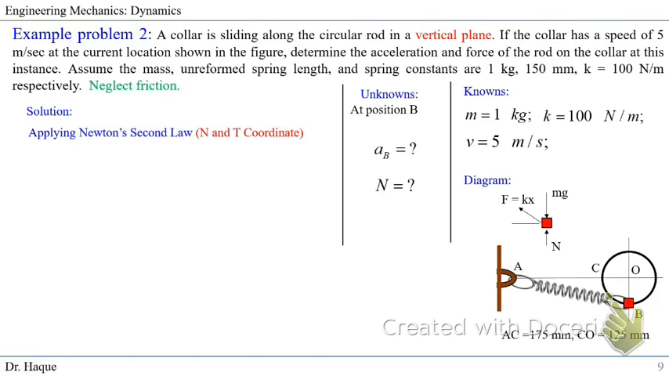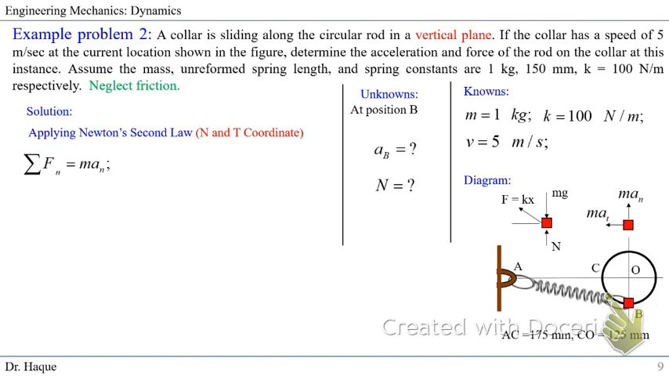So now we're going to apply Newton's second law of motion, the equation of motion for normal and tangential coordinates. So we know for Newton's law, F equals mass times acceleration. We're going to work on each direction at a time. So there are two directions, normal and tangential. So the summation of force in the normal direction will be equal to mass times acceleration in the normal direction.